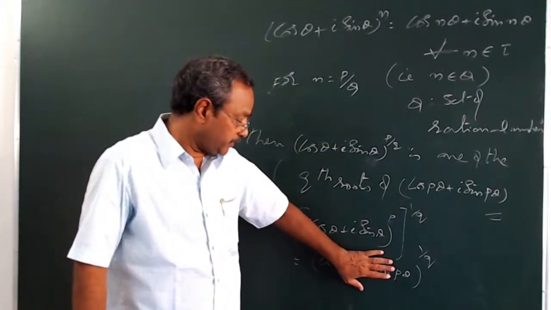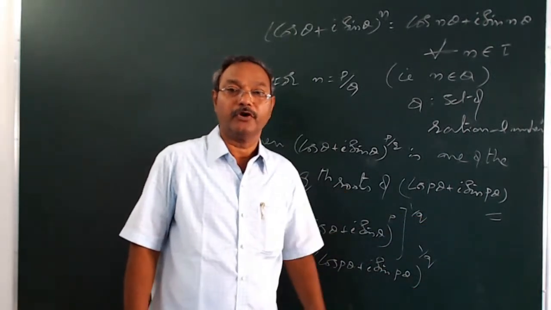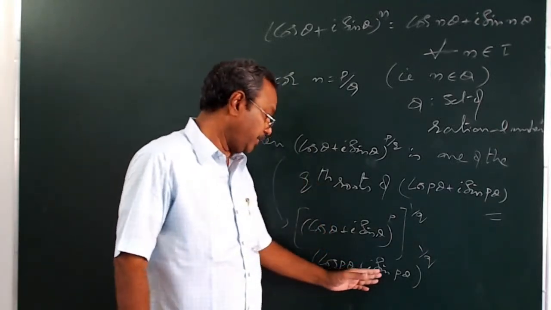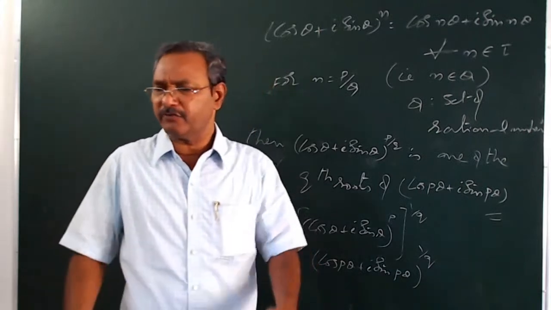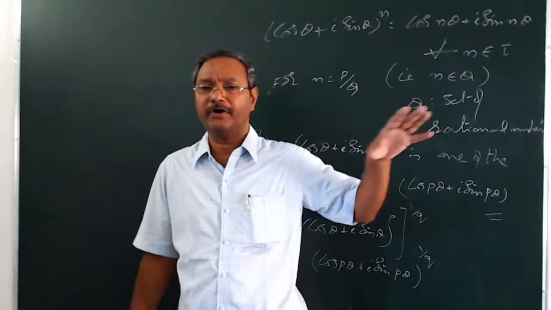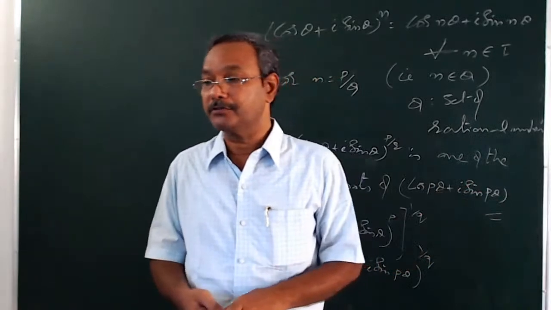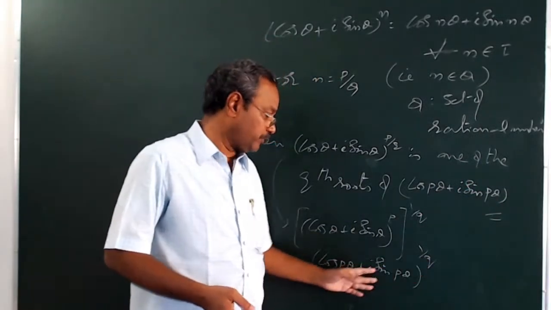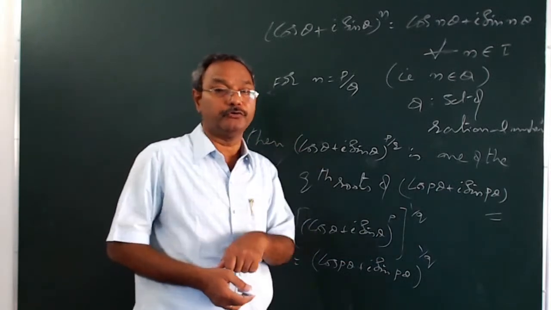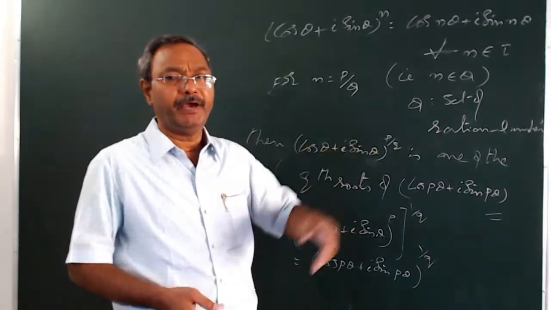So if this is z, this is of the form z to the power of 1 by q. You are going to find the qth roots of the complex number cos p theta plus i sin p theta. While finding the square roots, you are going to get 2 roots. While finding the fifth root, you are going to get 5 roots. While finding the nth root, you are going to get n different roots. So while finding qth roots of this complex number, you are going to get q roots. Of these q roots, this number is one of them. There may be the remaining q minus 1 roots.